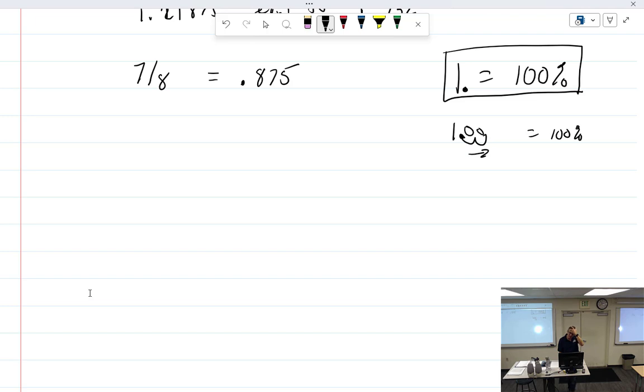Just do this on a piece of scratch paper, just to make sure I'm going the right way. Because you'd be surprised how many people are going to turn in papers that say 0.00875%. I'm like, nope. It is 2 places to the right, therefore it is 87.5%.